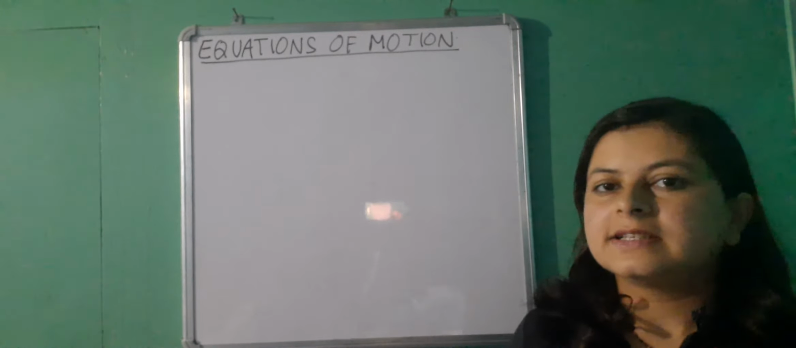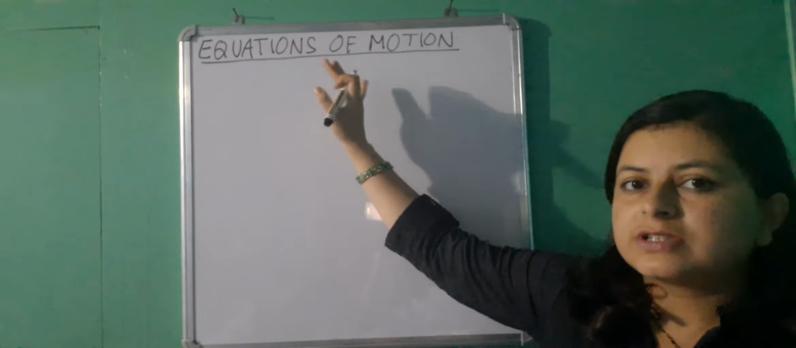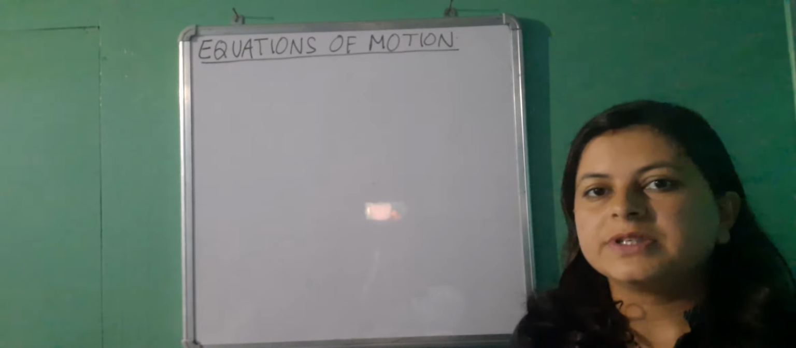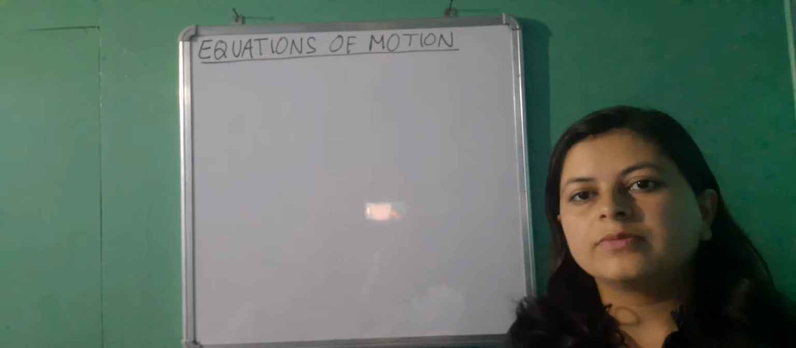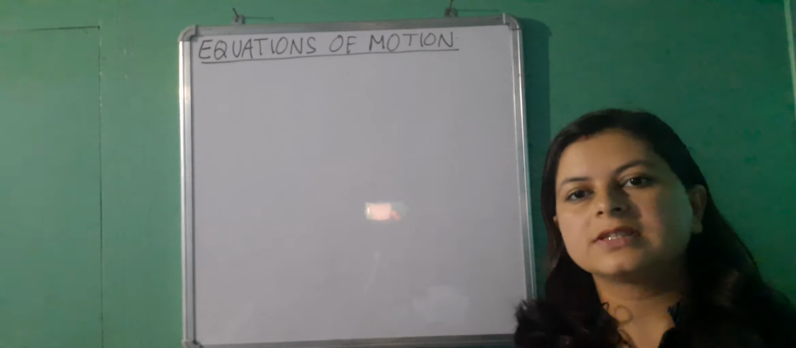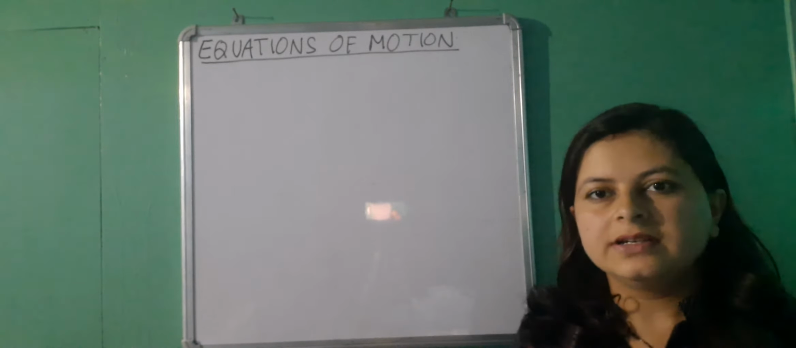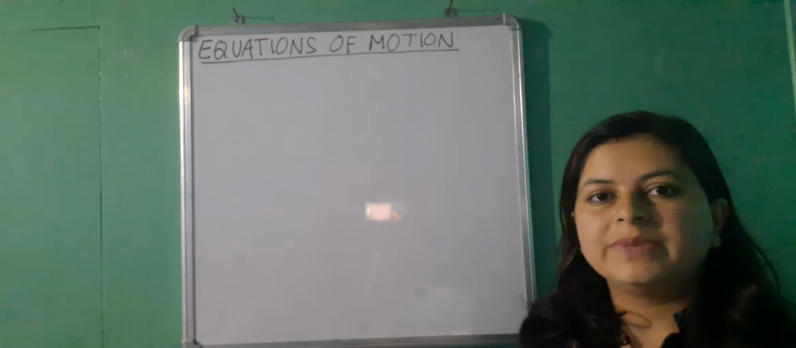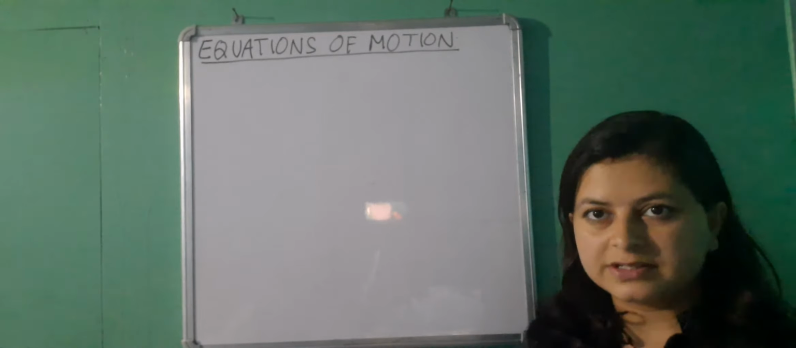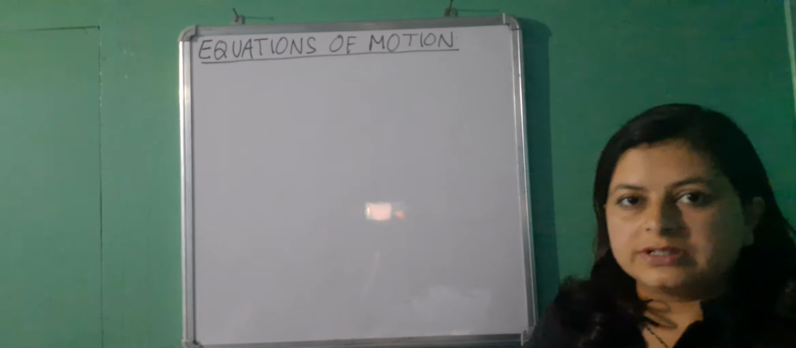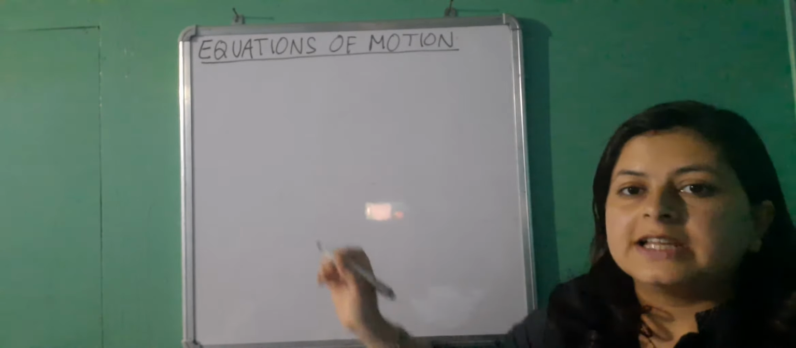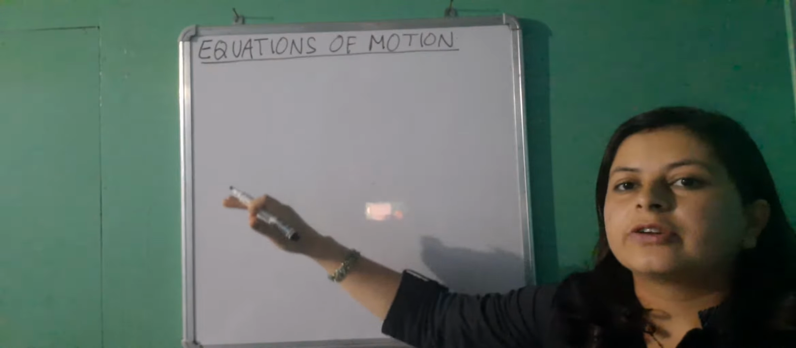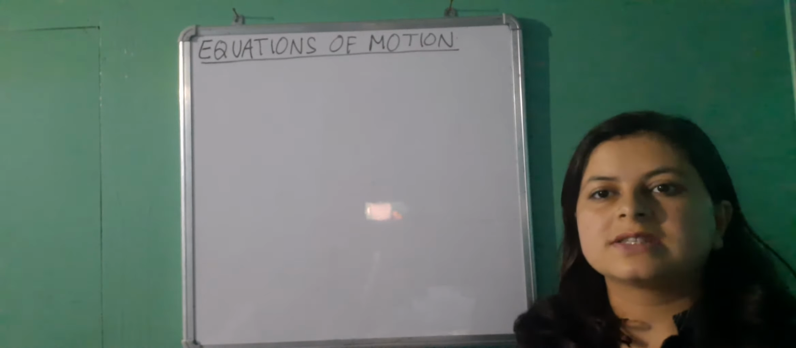And in today's class, we are going to discuss equations of motion. These are the equations which give us the relationship between the initial velocity of a moving body with the final velocity and acceleration with respect to time. To describe a motion completely, we can use three equations. These are called equations of motion. Let me give a list of the three equations first, then we are going to derive these equations using velocity time graph.